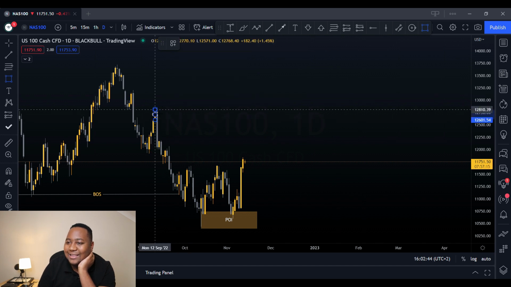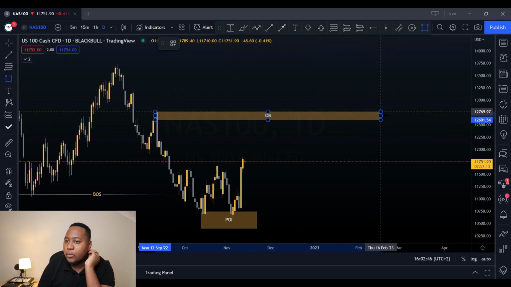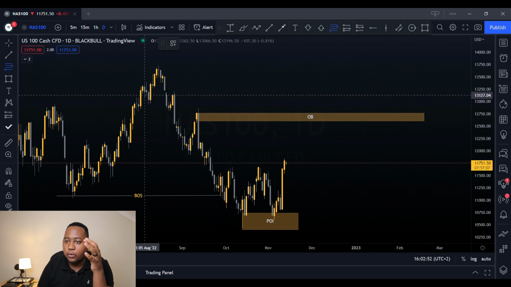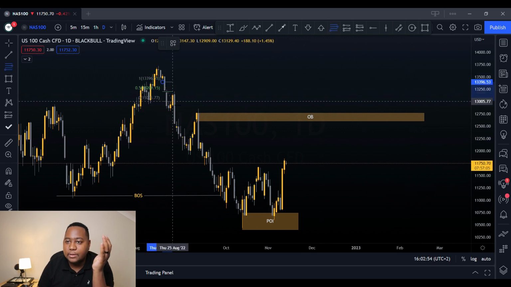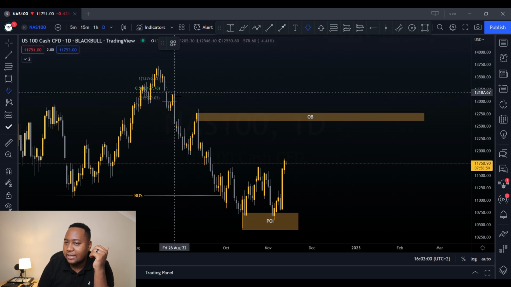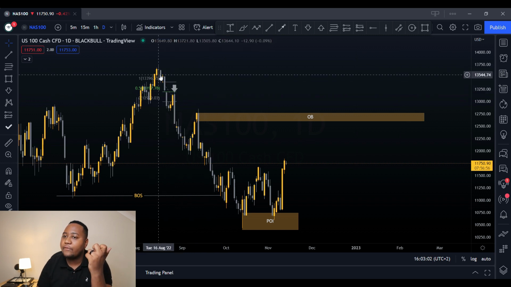I'm not going to take anything above it. Reason why, we already have mitigation. So mitigation simply means that the market has already touched that level. For example, we had a fair value gap here, so the market already sold there, so I'm not gonna target that POI. It's irrelevant for now.